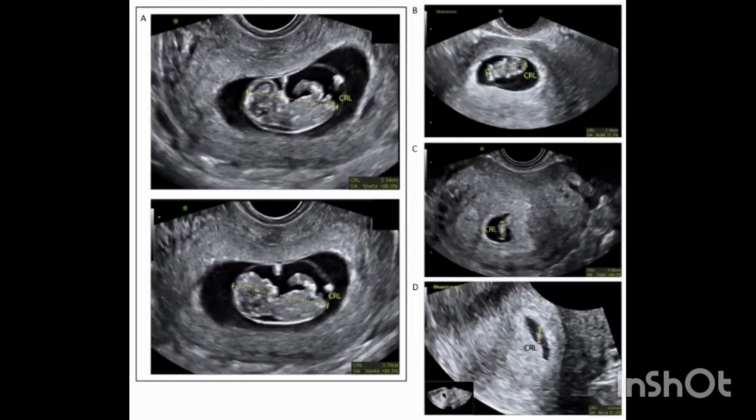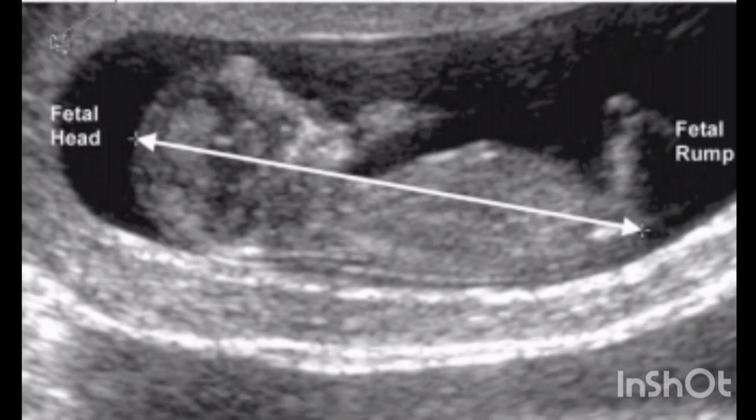Crown rump length is an ultrasound measurement that is used during pregnancy. The baby is measured in centimeters, from the top of their head (crown) to the bottom of their buttocks (rump). The limbs and yolk sac are not included in the measurement. The crown rump length can be measured starting around 6 or 7 weeks of pregnancy up until 14 weeks. The crown rump length is the longest length of the embryo or fetus measurable, excluding the limbs and yolk sac.